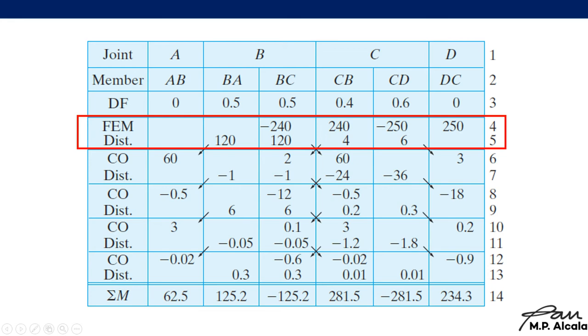Alright, now how about this one? 240 plus negative 250, that will give us negative 10. But in order for you to zero it, you need to add 10, right? But you have to know the factors, what will be the partition or the proportion for the 10 kilonewton meter. That idea will come from the distribution factor 0.4 multiplied by 10, giving you 4. 0.6 multiplied by 10, giving you 6.